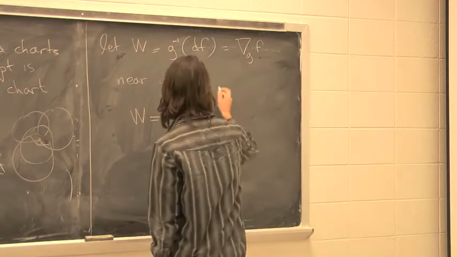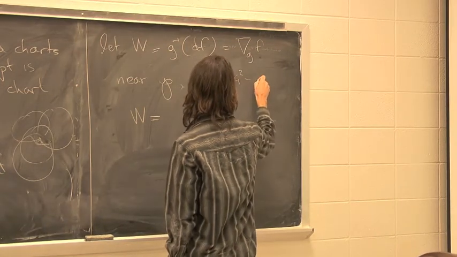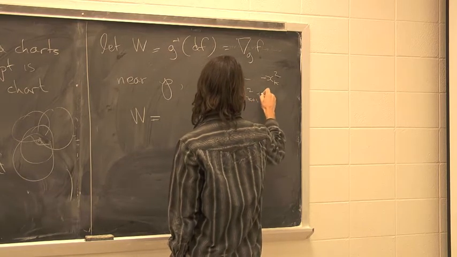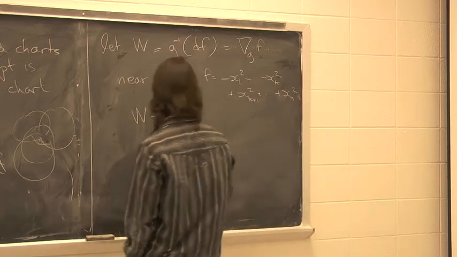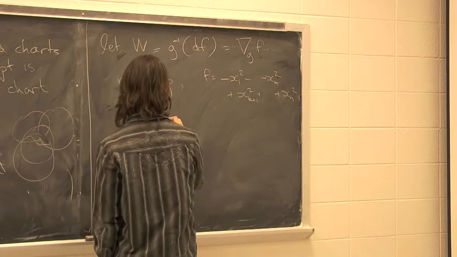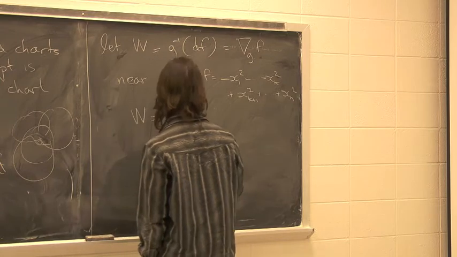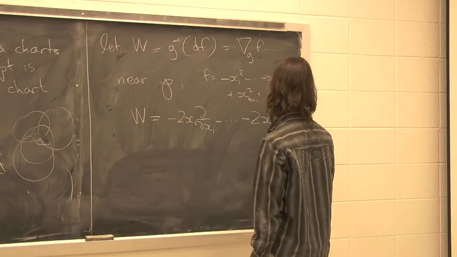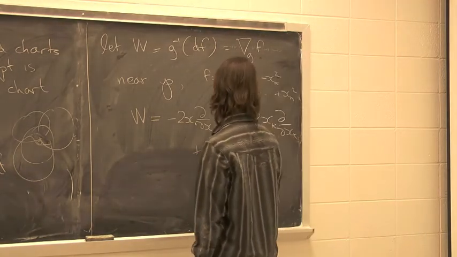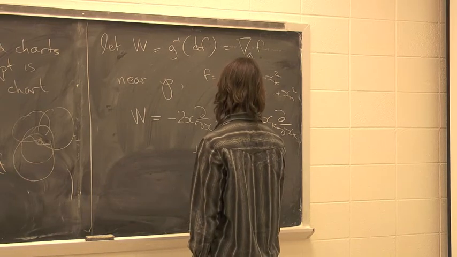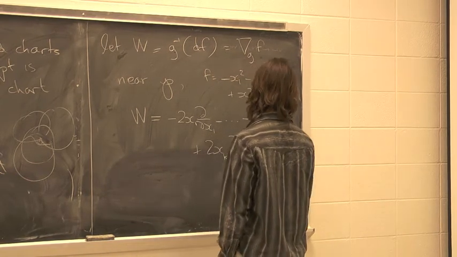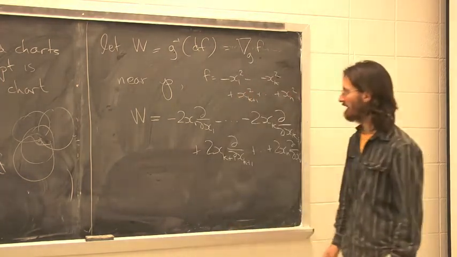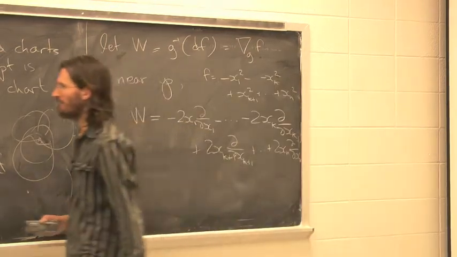So I've got f equals minus x1 squared minus ... minus xk squared plus xk plus 1 squared plus ... plus xn squared. Then W is going to be precisely minus 2x1 divided by x1, minus 2xk divided by xk, plus 2x(k+1) and so on. Near that, we're going to think about the flows in there.